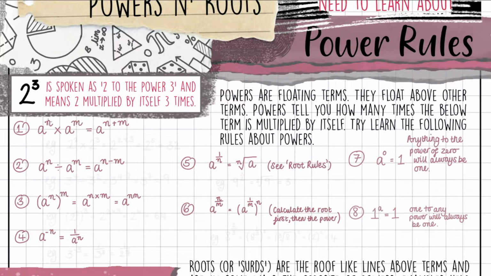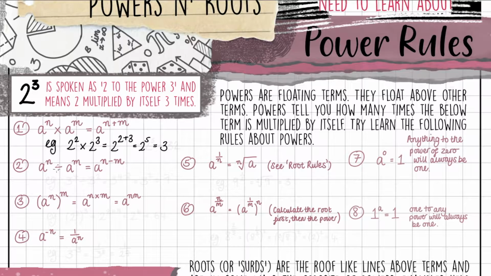First example, a to the n times by a to the m is just equal to a to the n plus m. So when you're timesing, you can add the powers. So here in this example, 2 to the 2 times by 2 to the 3, we can write this as 2 to the 2 plus 3, which is 2 to the 5, which is 32.